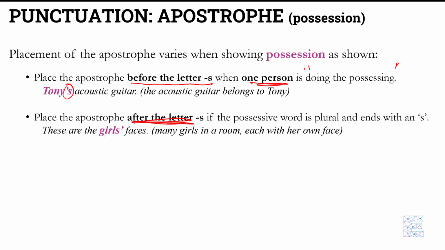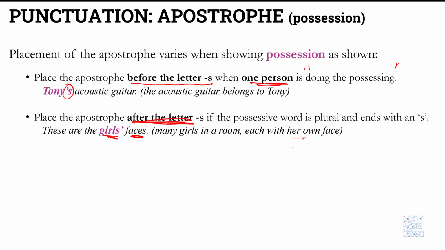That means there are many girls in a room and each of them, of course, has her own face, if it's not a horror movie. So yes, these are the girls' faces. It's saying there are many girls and each of them has her own face. Therefore, you put the apostrophe after the S.